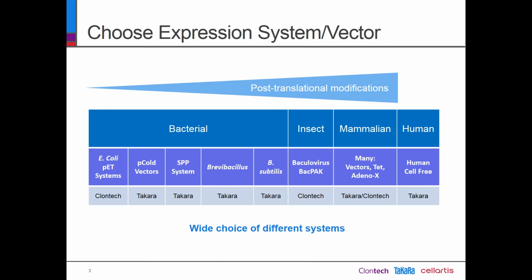And then in the middle, there are some systems like the special bacterial systems or insect cell systems that are kind of a compromise. So you get a bit more post-translational modification while still keeping a good yield or ease of use when doing the expression experiment. So let's look at these different systems in a bit more detail.